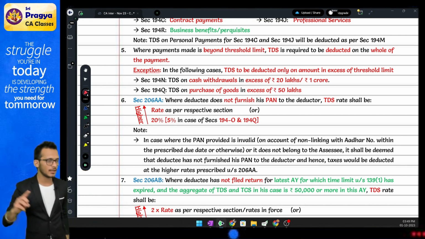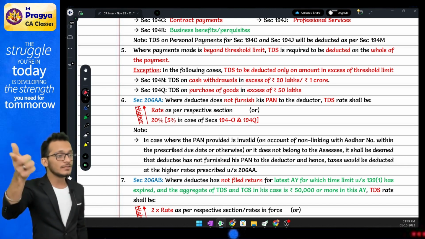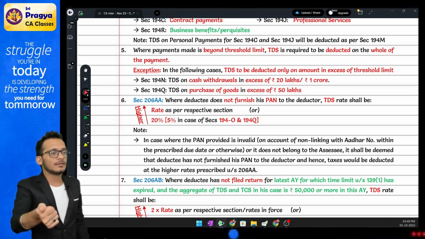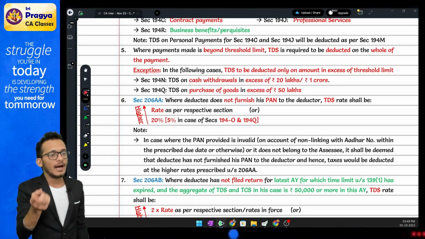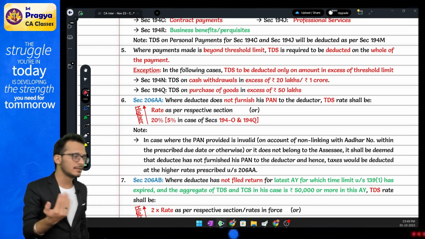Let me repeat this once again quickly. The person to whom you are making the payment should have filed the return of his latest year on time. If he has not done so, and I find out that his TDS is more than 50,000 rupees, I will now deduct TDS for him at twice the rate or 5%, whichever is higher.